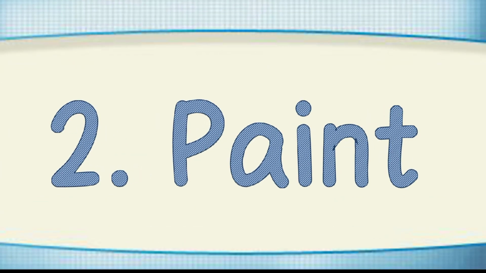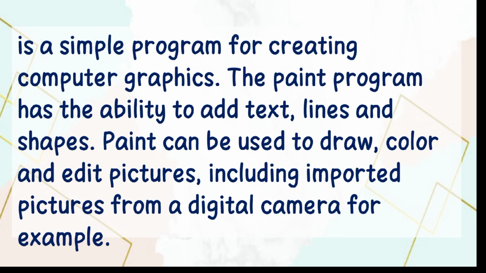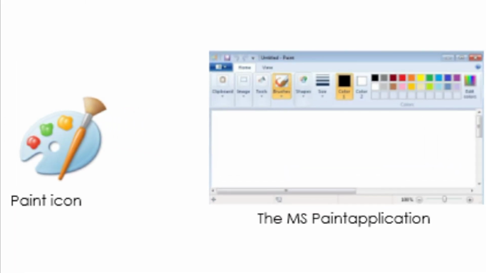Next we have Paint. It is a simple program for creating computer graphics. The Paint program has the ability to add text, lines and shapes. Paint can be used to draw, color and edit pictures, including imported pictures from a digital camera, for example. And here is the picture of Paint.